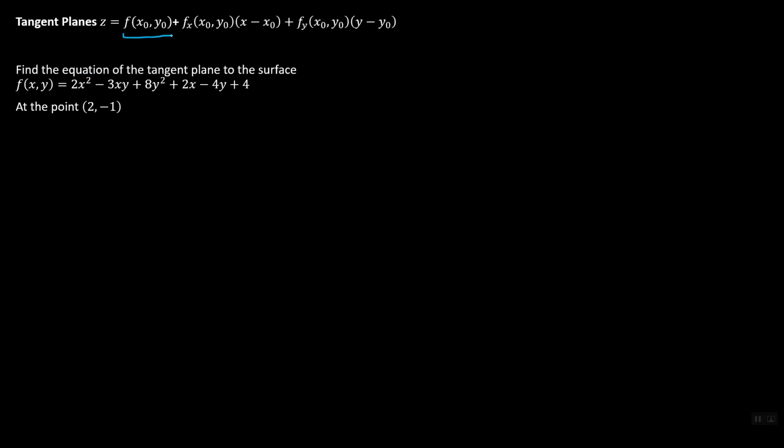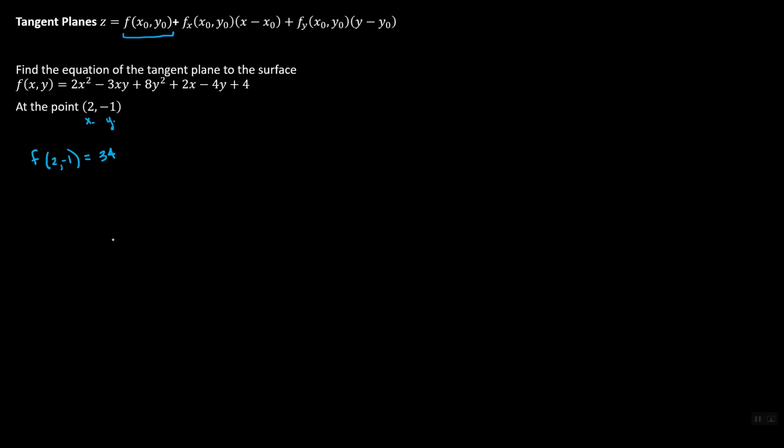First, let's evaluate our function at the point where we're looking for the tangent plane. So our point is going to use x0 as 2, y0 as -1. So we're really looking for f at 2, -1. If we plug that into our function and simplify it out, we should get 34.